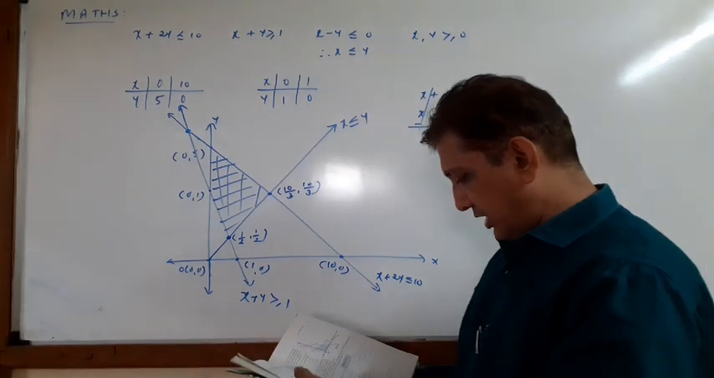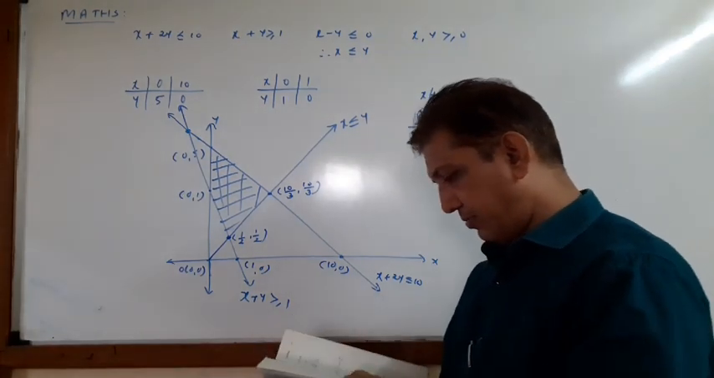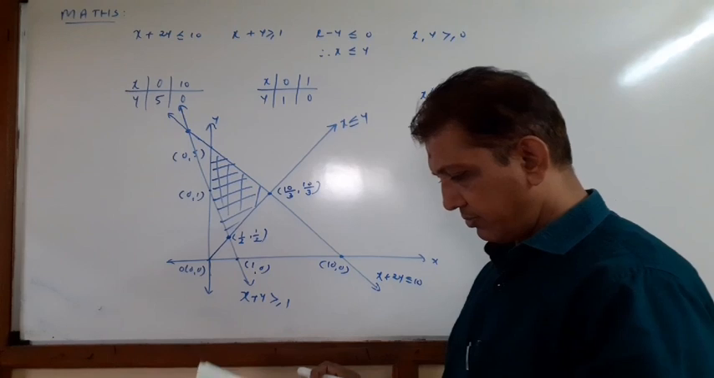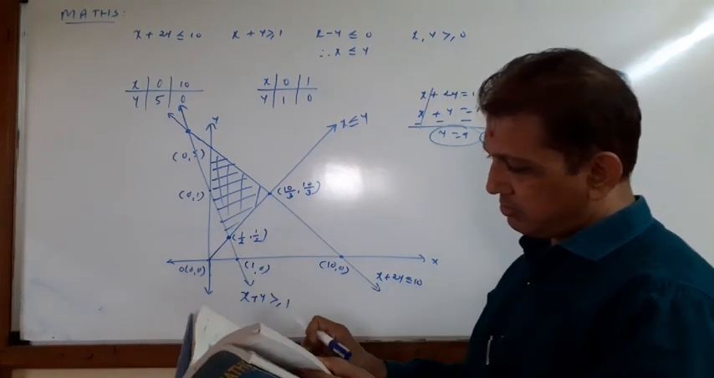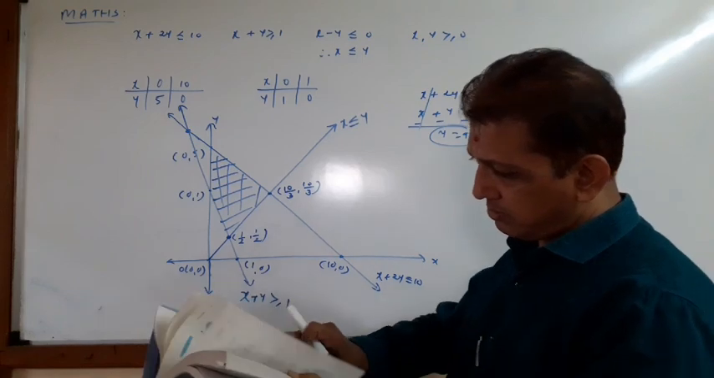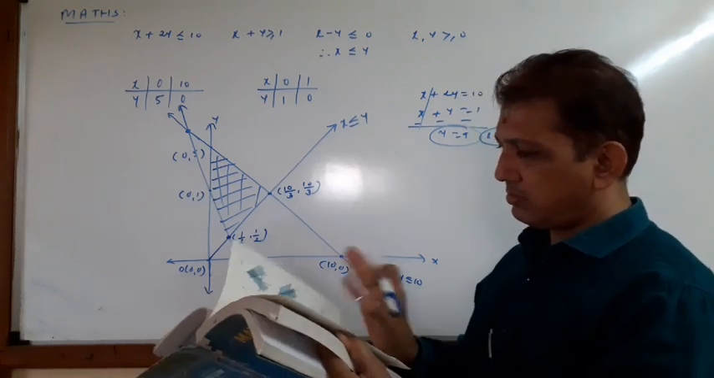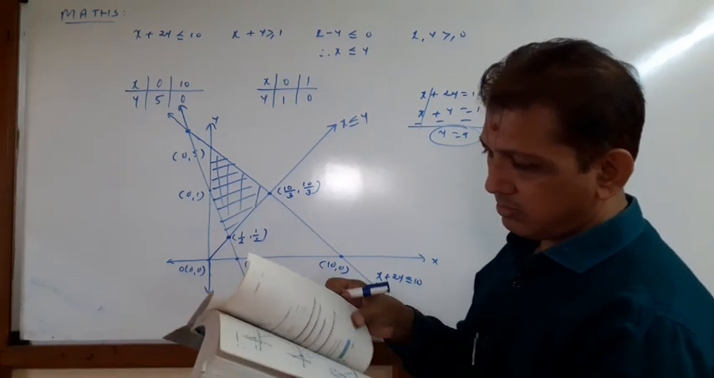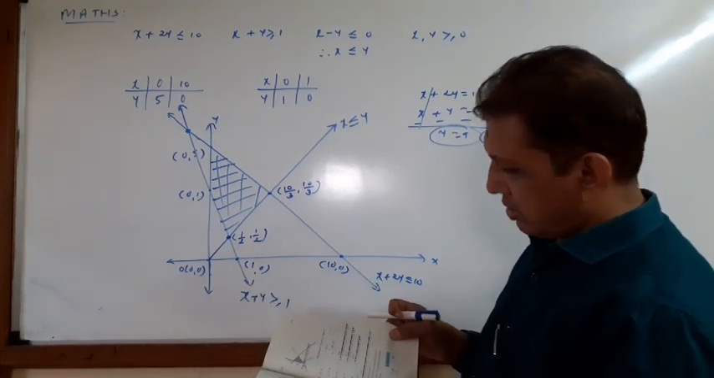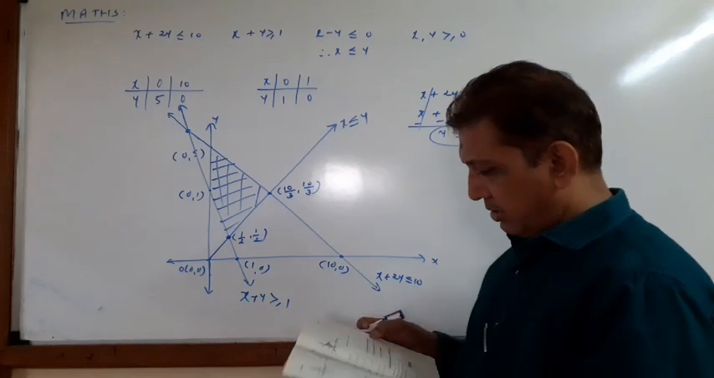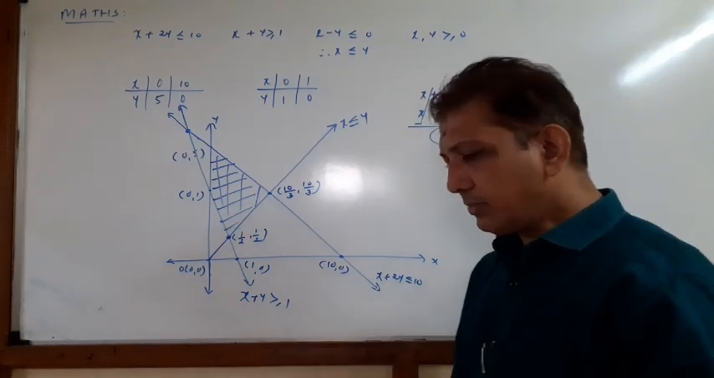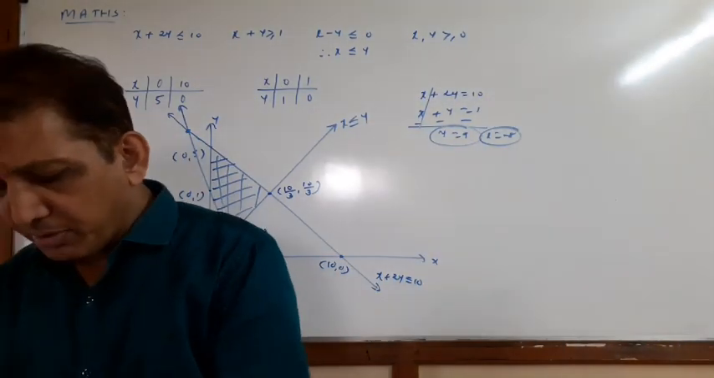Check your answer, 6.3, the last one, 15. Common portion, yeah, exactly right answer. Okay, very good. This type of sum is completed.